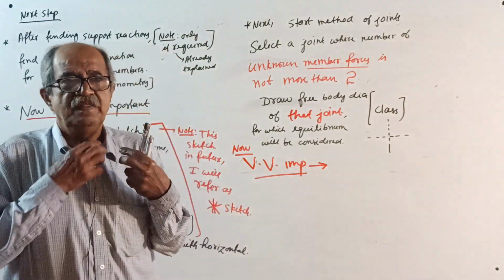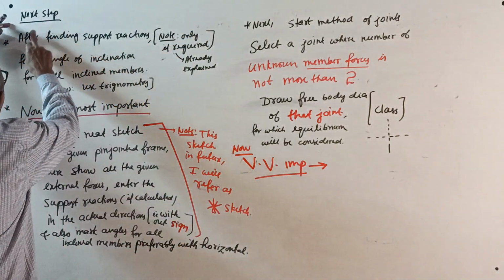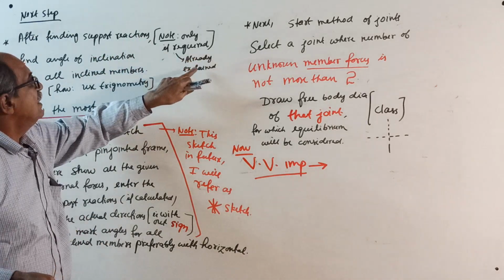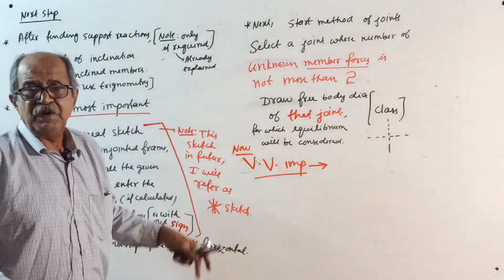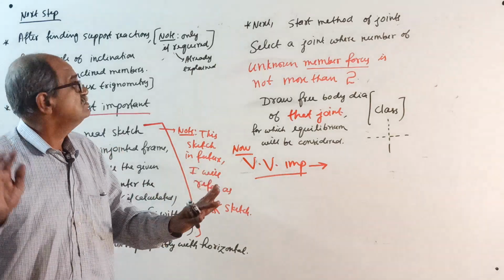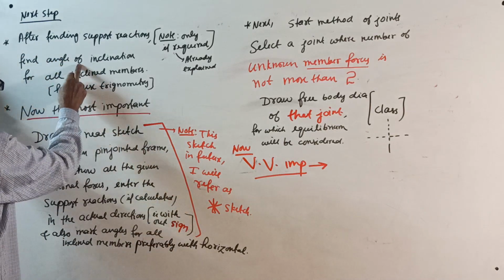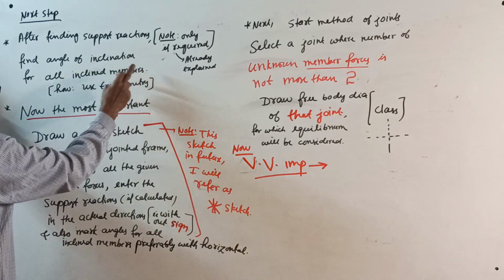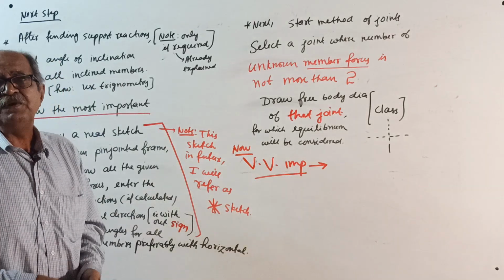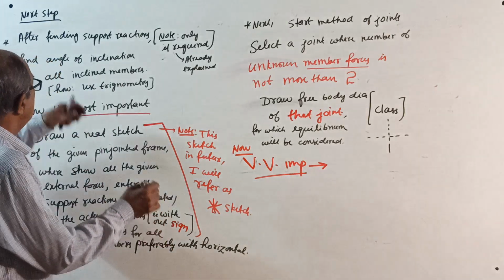Now, next step. After finding support reactions, note: only if required. Already explained. If your support reactions are required, find them. If not required, leave it. Okay, then find the angle of inclination for all members. How? Use trigonometry. Find the angle of inclination for all members using trigonometry.